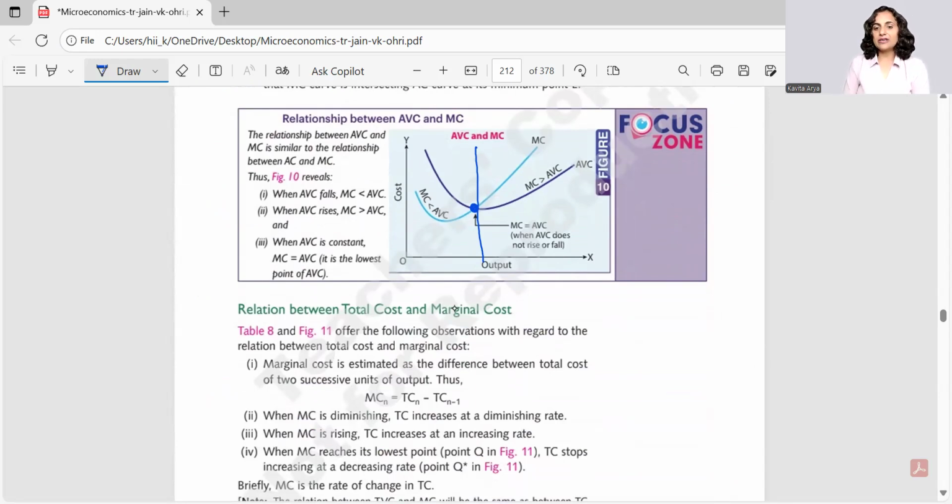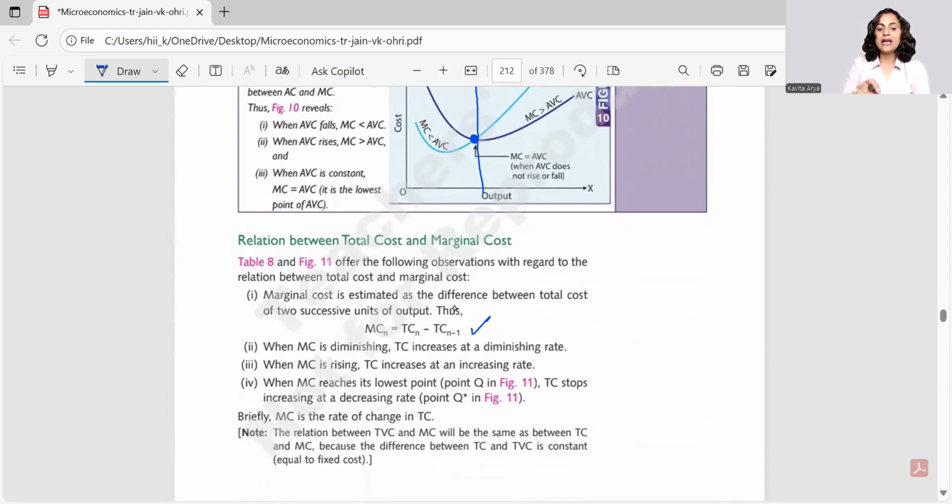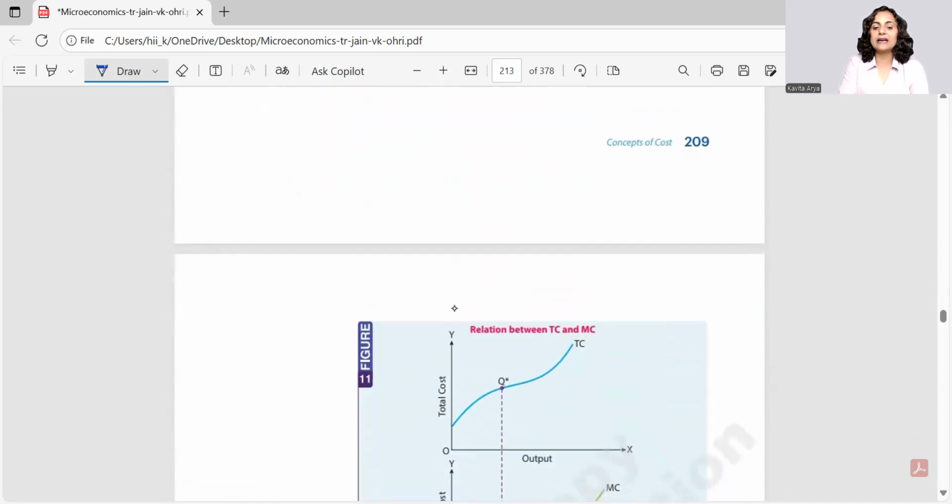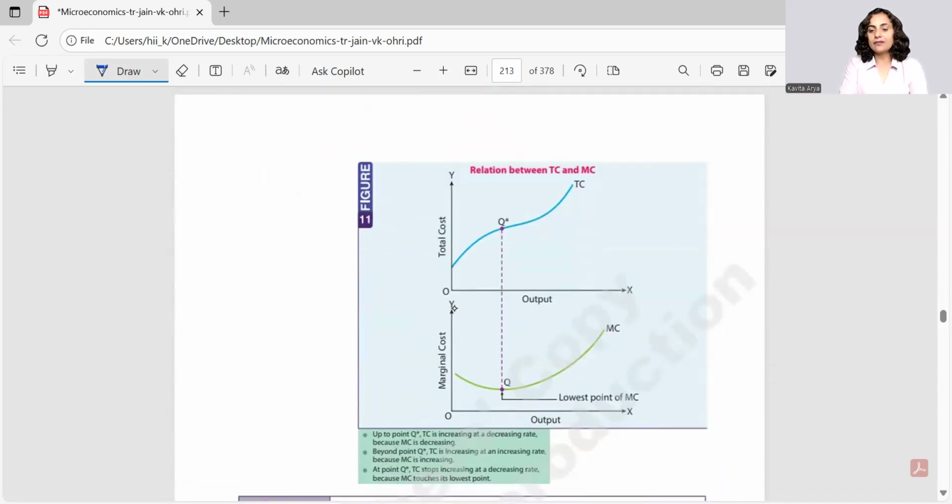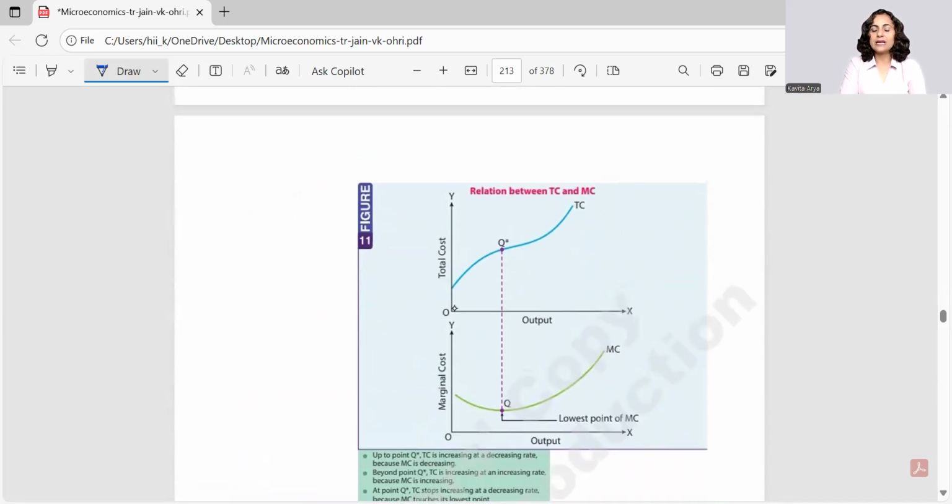So this type of relationship you can give, and you can also talk about the mathematical expression, that MC is equal to TCn minus TCn-1, as well as TVCn minus TVCn-1, right? So with these points of reference along with the diagram, you can give the relationship for 3 to 4 marks. Then comes the relationship between TC and MC. Total cost is this and MC is this. So we have it in 2 frames.